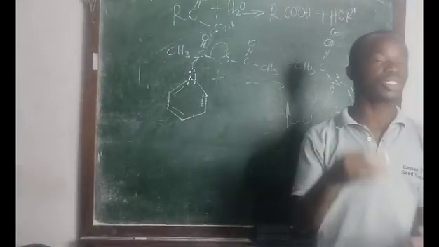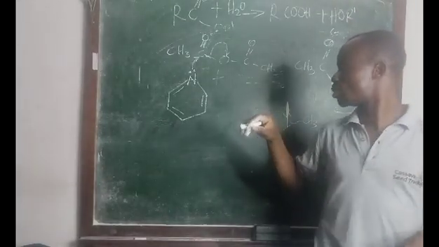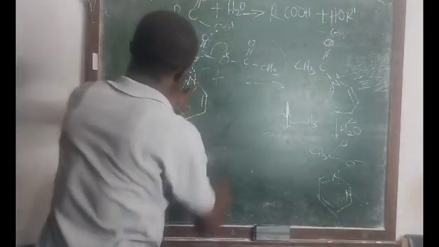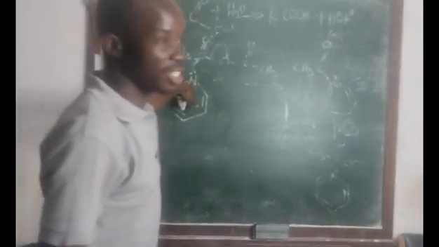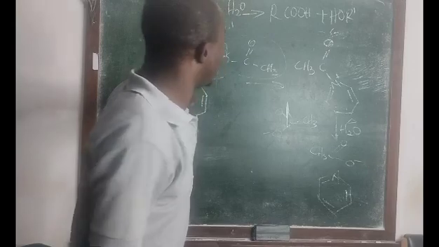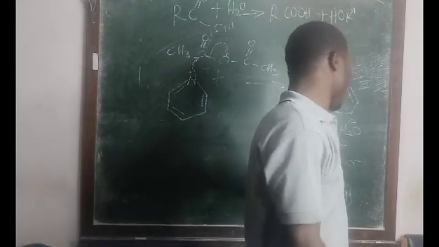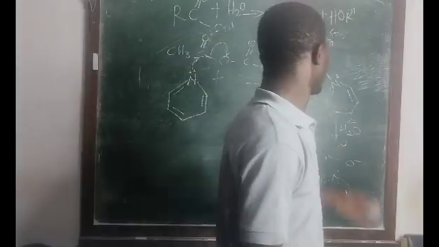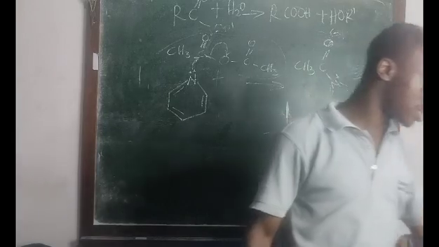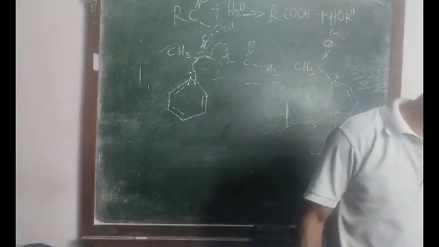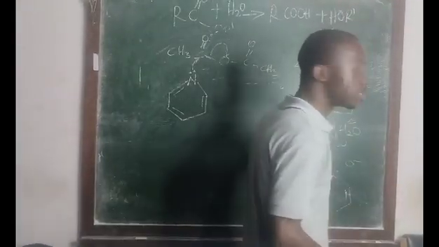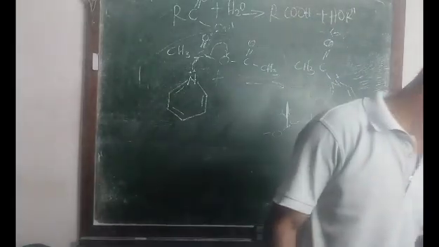There is nitrogen here. There is no nitrogen here. So there is nitrogen in the compound. The name of this intermediate is acetyl pyridinium. Acetyl pyridinium. That's the name of the intermediate that is formed.